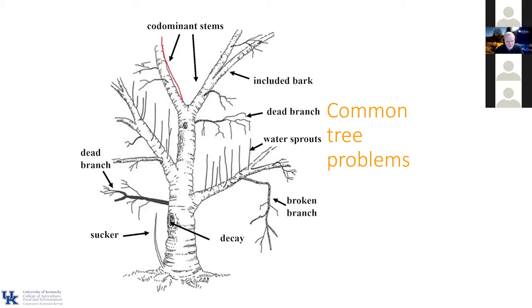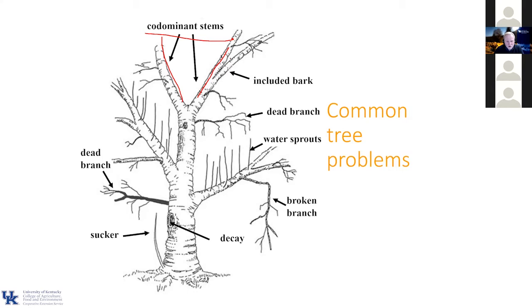sets of codominant stems. This is a tree that would have been a better tree if it had had one main scaffolding system up through the center of the tree, but because it wasn't pruned young, these codominant stems were allowed to develop. Another thing I look for, and we'll talk a lot about in the presentation, is included bark.